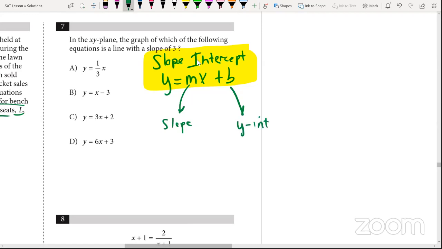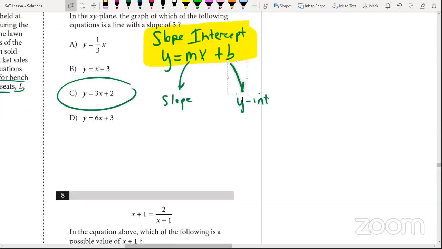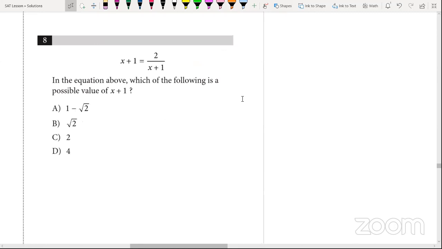And so which of these has a 3 in front of the x where the slope goes? And that would be this one right here. So the answer to number 7 is C. Nice, straightforward, easy question for us there. Not so much the case for number 8 here. Number 8 is asking us for a value of x plus 1.